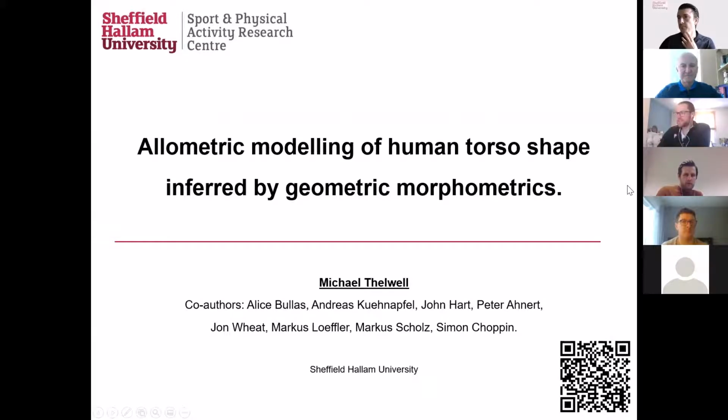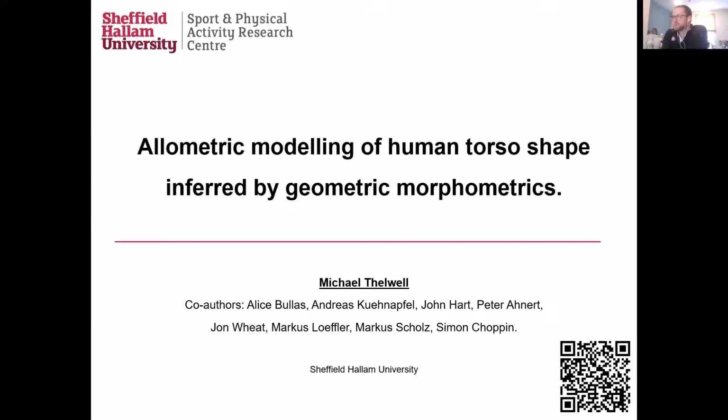So the work I'll present today is part of my PhD research, and it was the final study that I conducted in collaboration with researchers at Leipzig University. And the title, Allometric Modeling for Human Torso Shape Inferred by Geometric Morphometrics, sounds a lot more complicated than it actually is, and I hope that in the next few slides it'll make more sense.